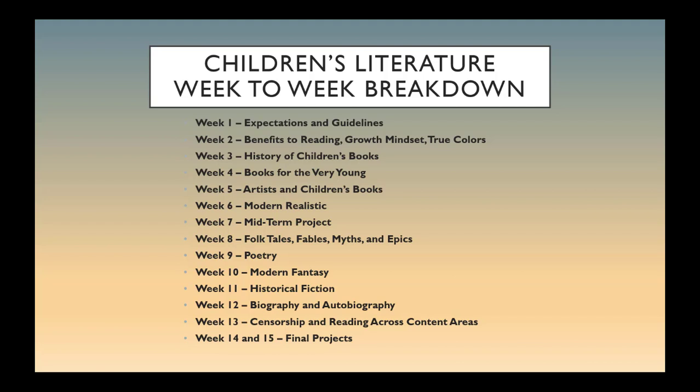But then you can see how it kind of starts to flow. So I start more with the history of children's books, books for the very young, artists and illustrators, and children's books. Then I move into modern realistic. Then we do a big midterm project, which is an author study, and they have to come up with several things on that. It's worth 200 points. Then we go into folk tales, fables, myths, and epics. And then, of course, poetry. Modern fantasy, we work into historical fiction, and we start into biographies and autobiographies. And I do cover censorship and reading across content areas.